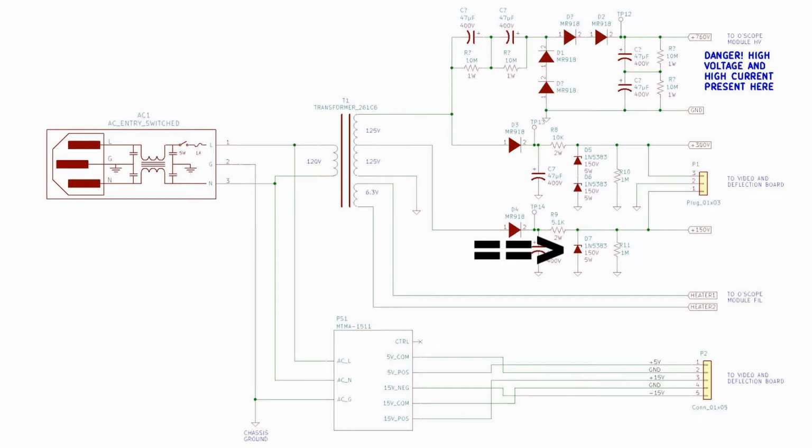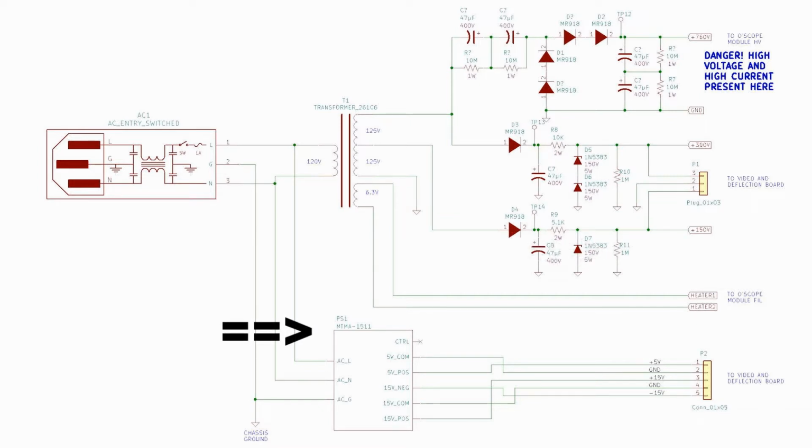Again, we use a Zener diode, in this case 150 volts, a 5K series current limiting resistor, and produce 150 volts with the Zener diode for running the video amplifier. This circuit also has a 1 meg bleeder resistor for the capacitor.